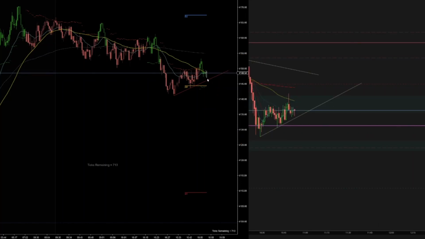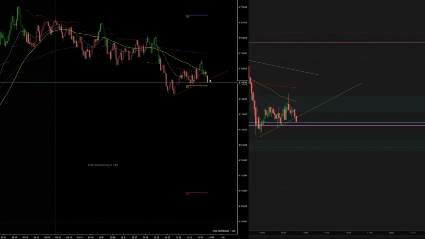Okay, on the first try we saw some buyers coming in, buying the bottom of this trend line, and now we are getting ready to enter the trade. If you see this bar cross this trend line, okay, ready to enter. Okay, we just entered after the breakthrough of this trend line.